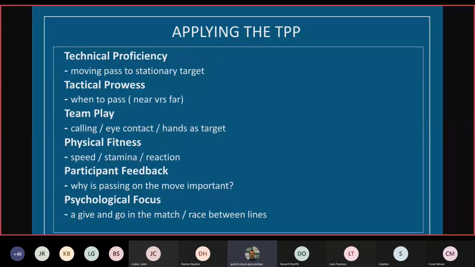This will probably be set up as a number of lines doing this. Again, we can just encourage, after a few minutes of doing this at a certain pace, introduce a race.